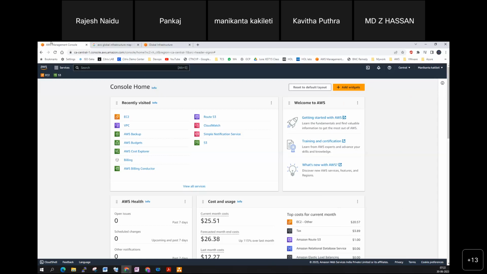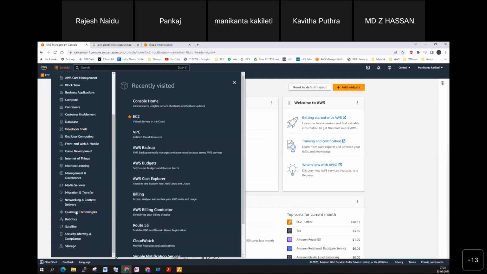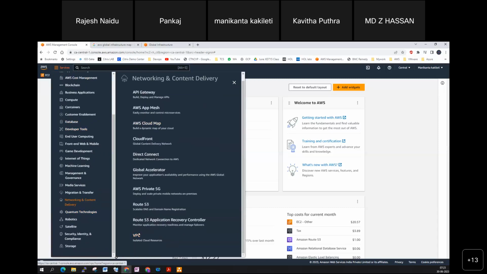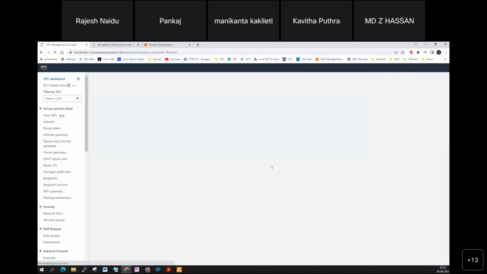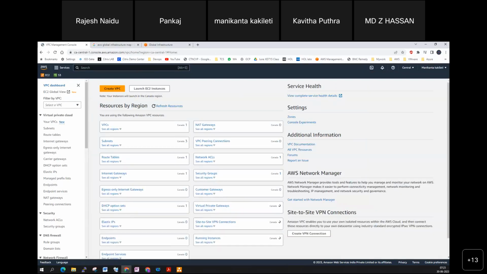To verify this, go to services and scroll down. Here there is an option called networking and content delivery. Click here. Here there is an option called VPC, isolated cloud resources, virtual private cloud. You can click this and it will open the console. See guys, only one VPC is there.